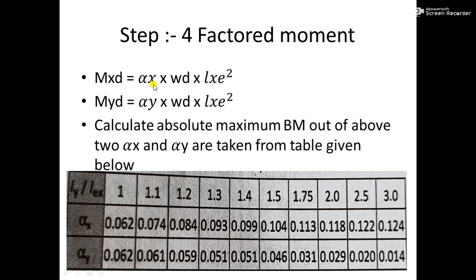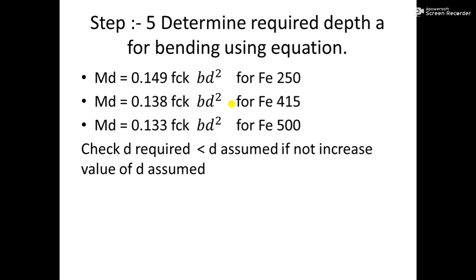By putting these values of alpha x and alpha y, we have calculated the factored load, and we know the effective span along x direction. You can calculate the bending moment along x direction and bending moment along y direction. So calculate the absolute maximum bending moment out of the above. From calculation of these values, you consider the maximum value of bending moment for further calculations.